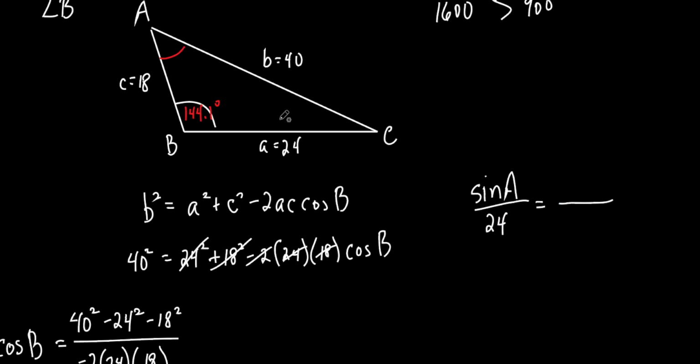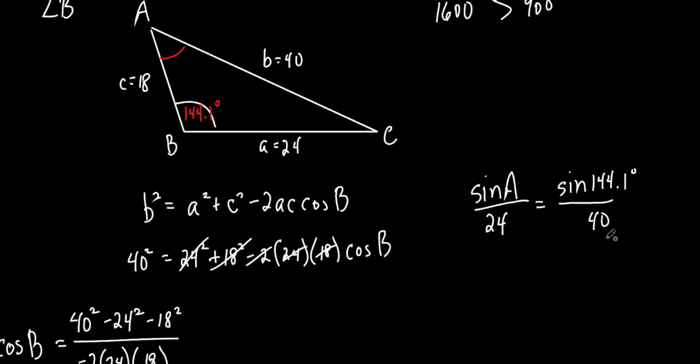So sine A over this. And then what do I have to do now? Now I got to know both of these. All right, so I know both of these. I know this angle, I know that side, so let's do that. Let's go sine of angle B, which is 144.1 degrees over side B, which is 40.